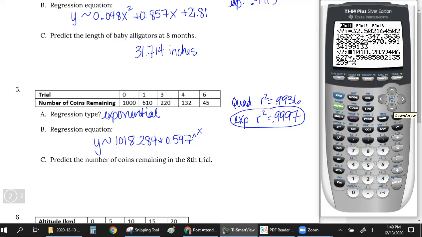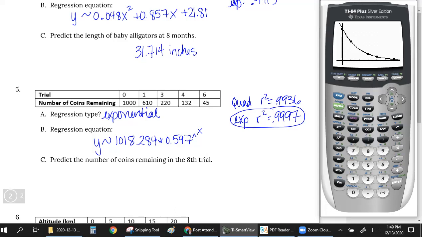I'm going to do zoom stat again, just to take a look at the picture to see how we did. So there's our data. There's our exponential graph. We are hitting each problem spot on. And we could have told that just by, or looked at that, or known that rather, just by saying, well, R squared was super close to 1.